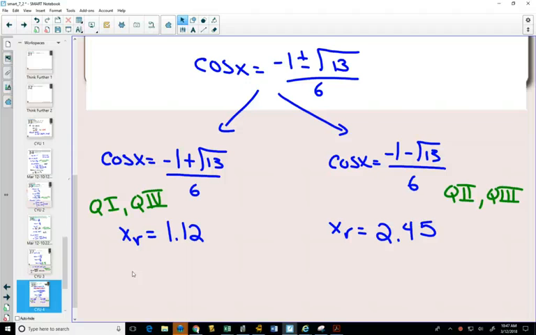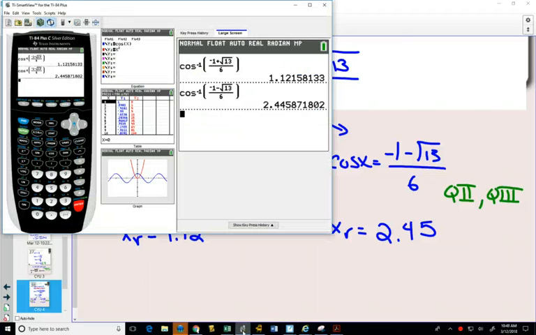Also, a reference angle is always in quadrant 1. It's always between 0 and pi over 2, or 0 and 90 degrees. Now, pi over 2 is 1.57. So if we are really good at recognizing angles, can you see that 2.45 is bigger than 90 degrees or bigger than pi over 2 radians? So that's another indication that this is wrong, but sometimes we don't see that because we're not used to looking at radians as much.